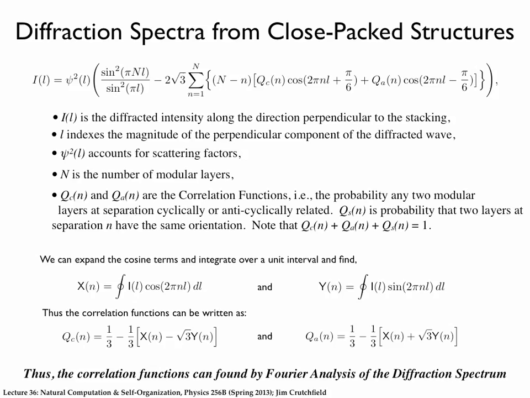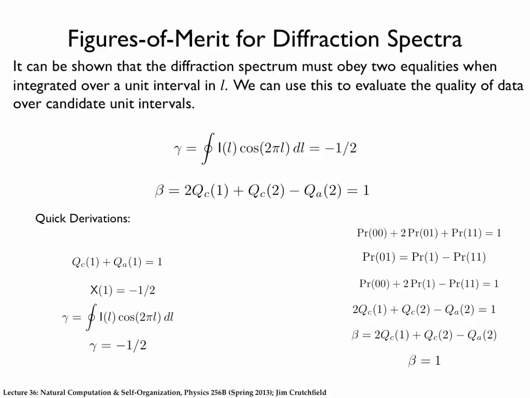It turns out that due to this constraint that two layers cannot be identical when we stack one on top of the other, we end up with some constraints that the diffraction spectrum must obey. It doesn't matter how it was stacked, these things have to be true. We call these figures of merit. We didn't have this last time, but it's because of this funny mapping between these two alphabets, and particularly the constraint that no two layers can be the same, that we get these. We call them gamma and beta, and these have to be true. Gamma always has to be equal to minus 1/2, and beta always has to be equal to 1.